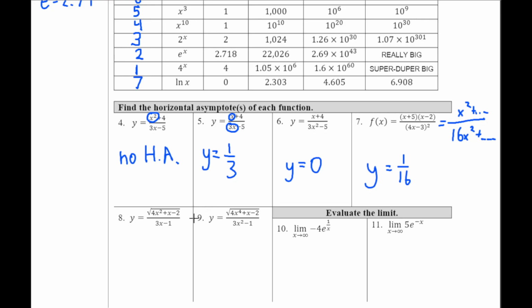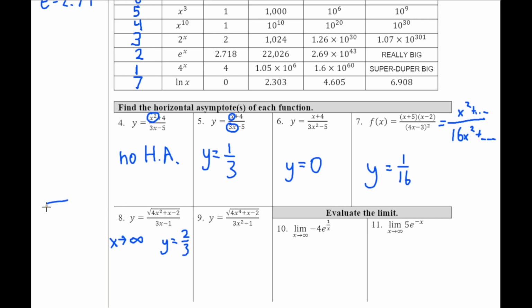Question 8 down here. Anytime you see a square root of a squared term, you have to be careful with this. The square root of 4x squared is going to be 2x. However, we have to break it up into two cases because you have to be careful with the positives and negatives. As x goes to positive infinity, it's 2x over 3x, which is just 2 over 3.